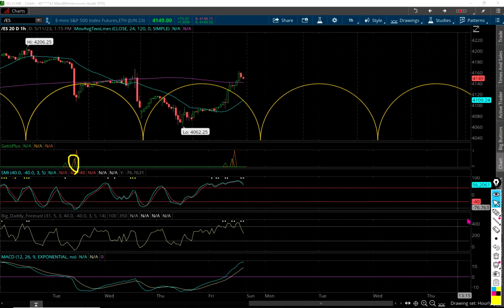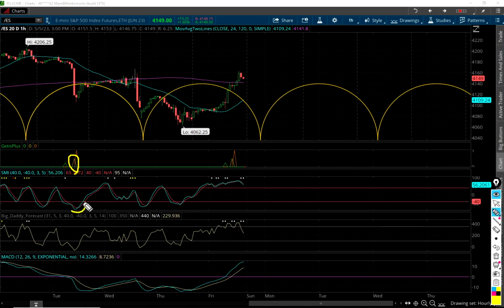And what would you do on this? What would I do? Well, I see this is starting to bottom. MACD's still pointing down though. Got to be really careful here on the 1 hour chart. I wait for this thing to turn. Big Daddy turns, take a long side trade.